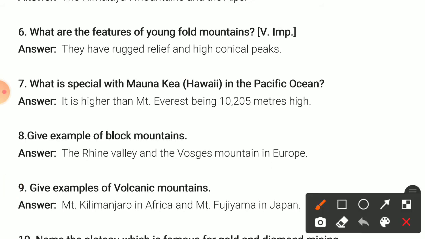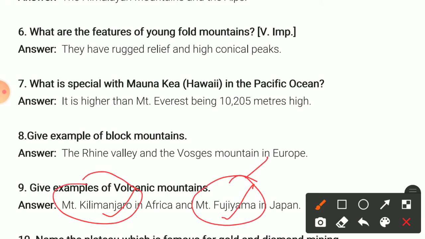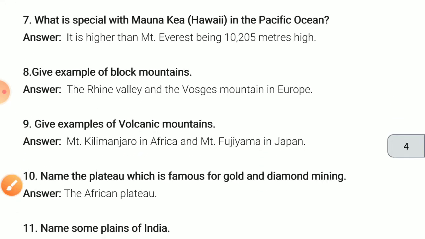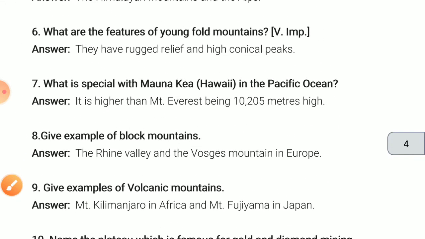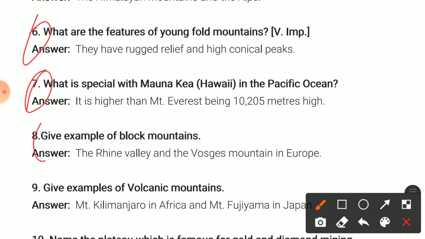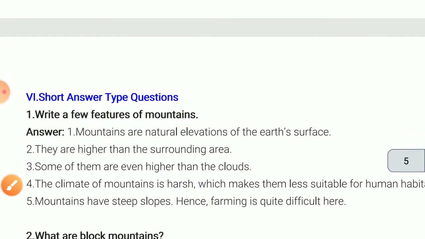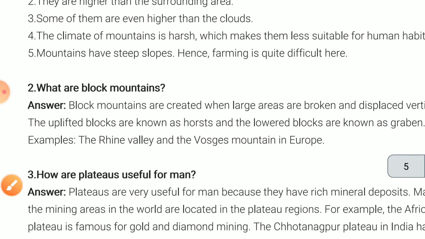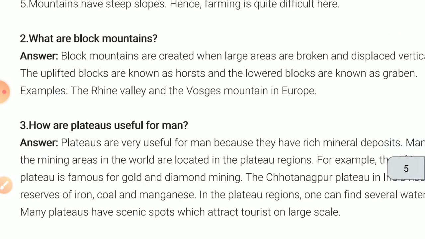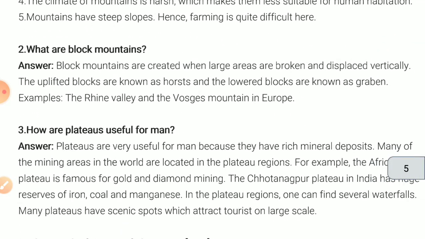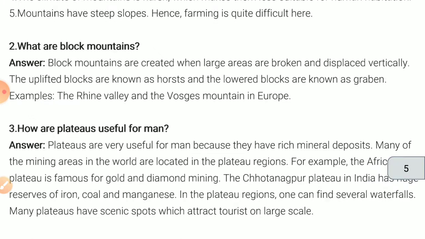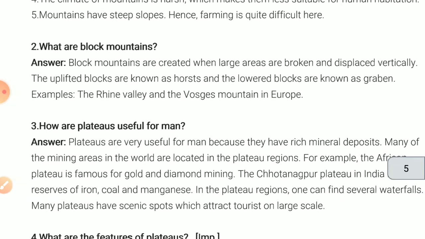And give examples of volcanic mountains. Mount Kilimanjaro, and Mount Fujiyama in Japan. Kilimanjaro is in Africa. So these are volcanic mountains. These four are the very short questions, and after this we will see some important short question answers. You will do these short question answers.